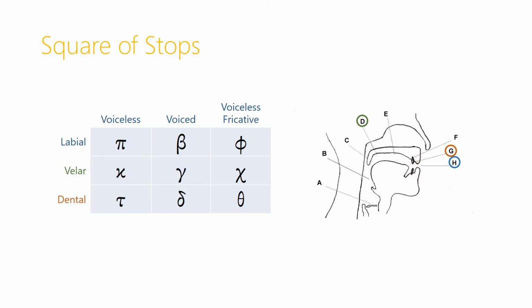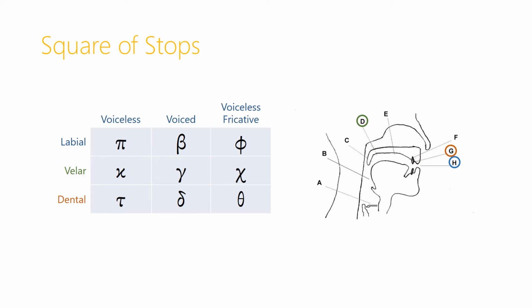So instead of p, I can make the sound b, and now I'm using my voice box while I pronounce the letter. Similarly, the velar voiced consonant is g. Instead of k, it's a voiced sound g. And the voiced dental consonant is d, delta.